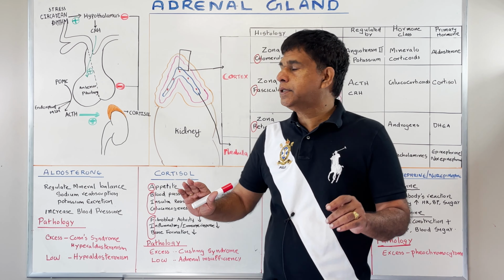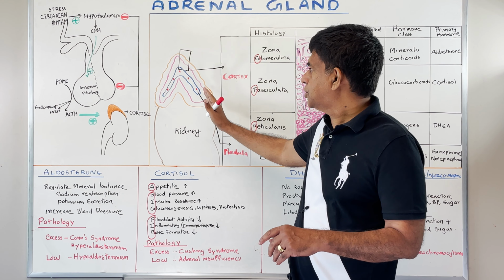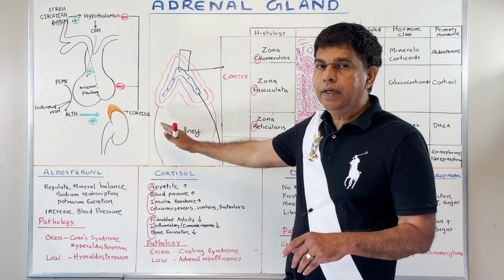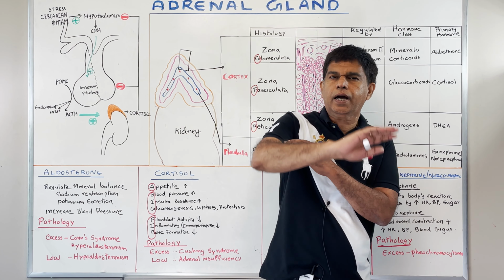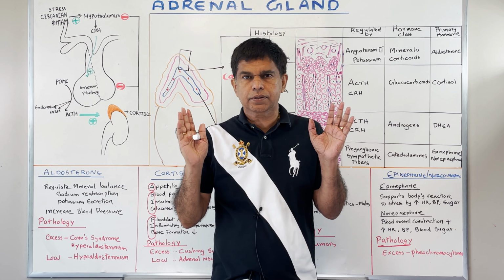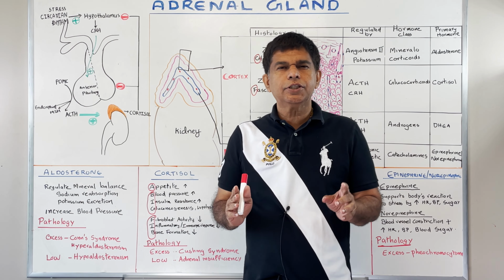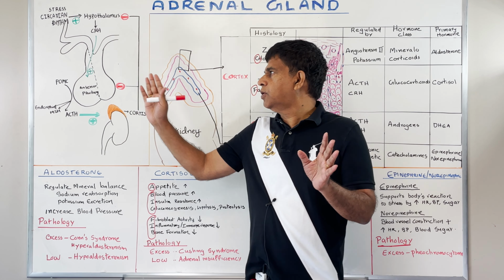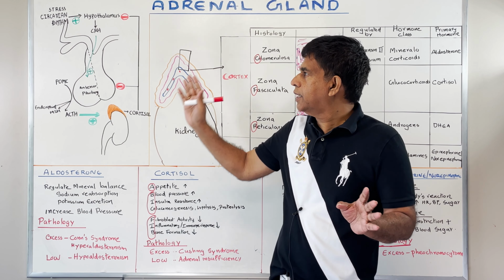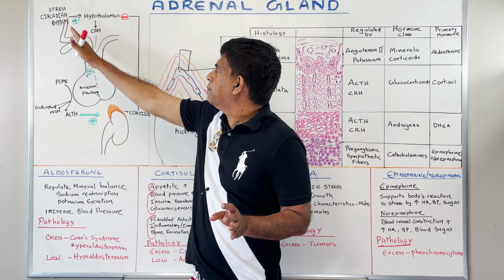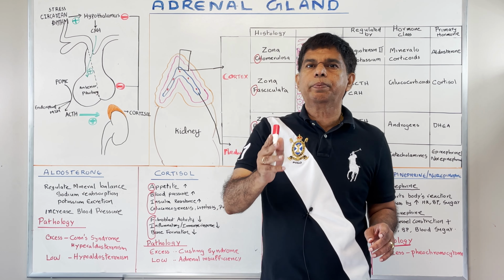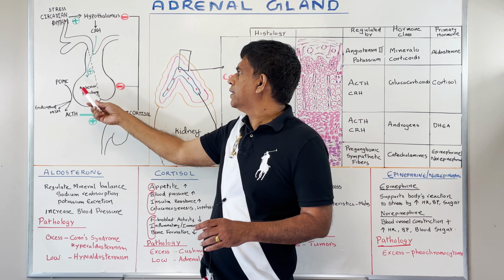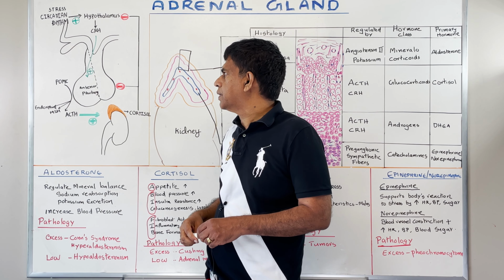Now we understood the structure of the adrenal gland. Let's look at the regulation. For that, we have to go back to the hypothalamus-pituitary axis. This is an anterior pituitary hormone influence. So let's go back to the pituitary. With stress or circadian rhythm, the hypothalamus produces corticotropin releasing hormone. And what does it do? It stimulates the anterior pituitary.